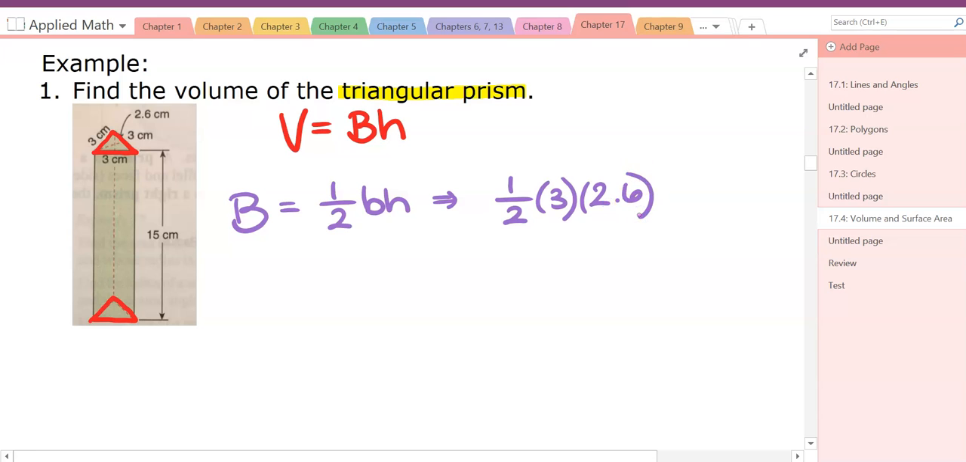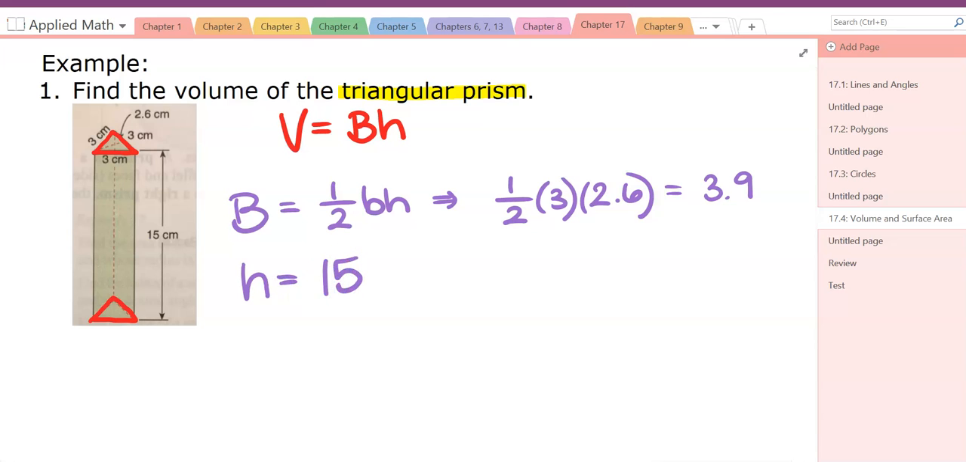So if we calculate that, take 3 times 2.6 divided by 2, and I round it, I'm going to get 3.9. So that's what capital B is equal to. That's not the volume of this prism, that's just the area of the base. So now going back up here, my height for this prism is the 15 centimeters. So these are the two numbers that I need to use, 3.9 and 15.